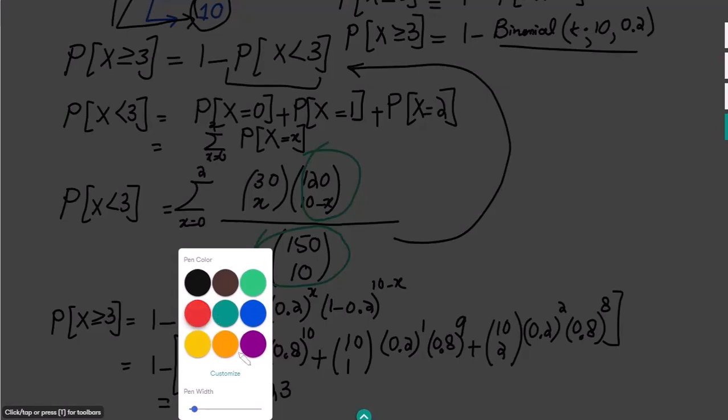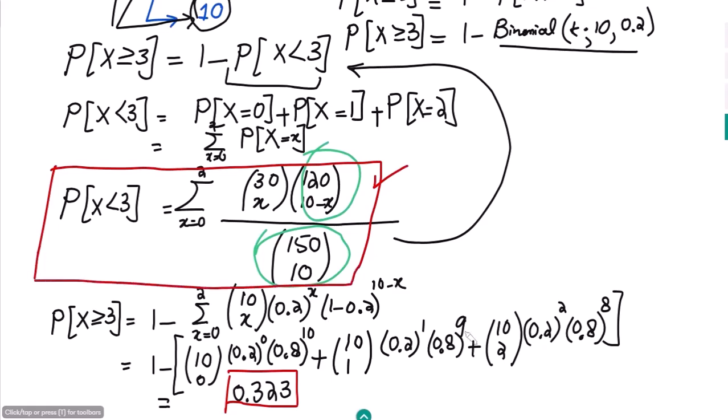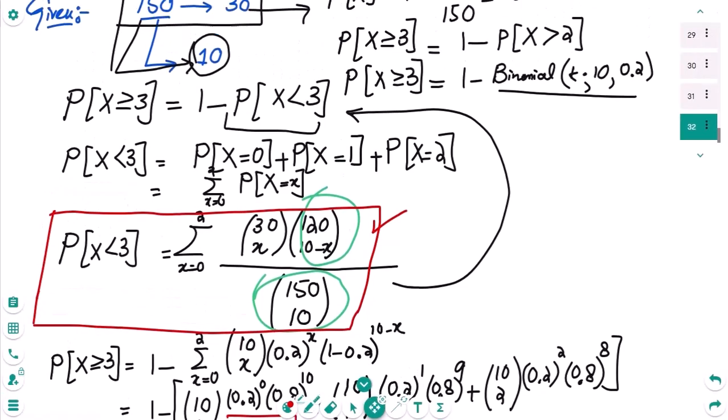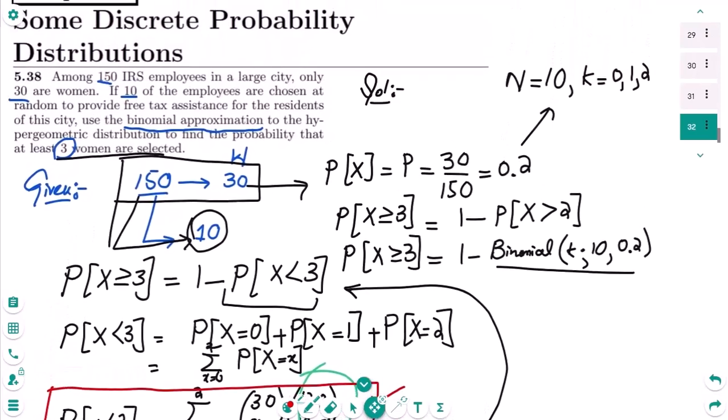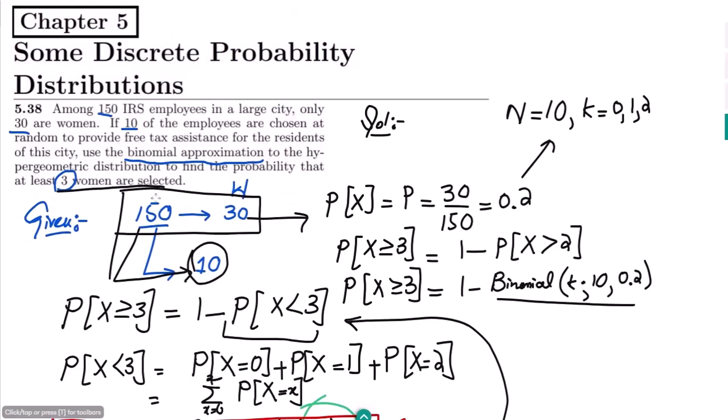Okay, so that is basically the solution of our question. From this question, you can also find a similar solution, but it wouldn't be as computationally easy as what we have done here. So that's it for today, in which we have seen the binomial approximation for the hypergeometric probability problem.